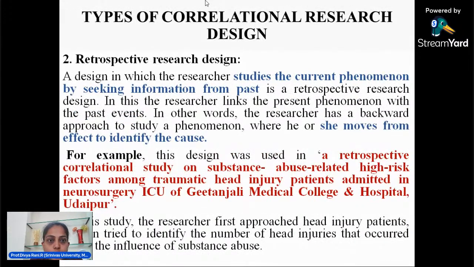Next one is retrospective. Retrospective is the opposite of that. From the past, whatever information you are getting, you are coming to the present. That means, or you can call it, you are going from the effect to the cause.